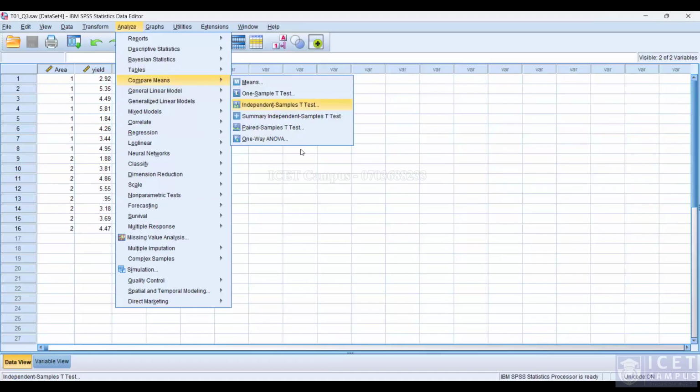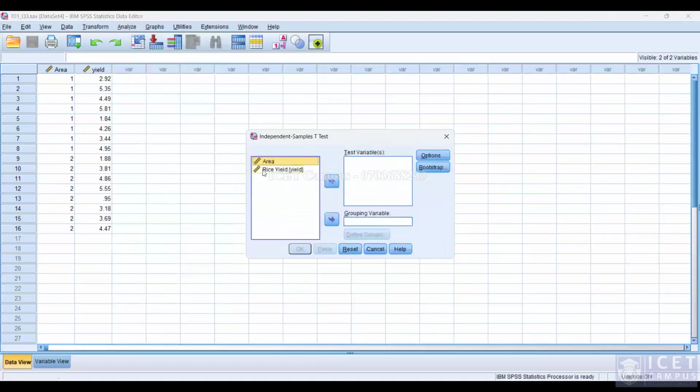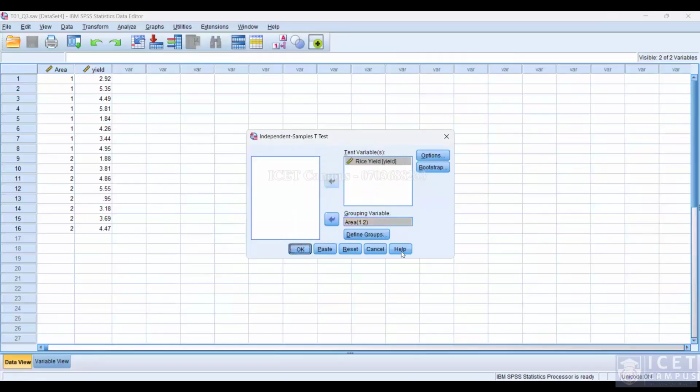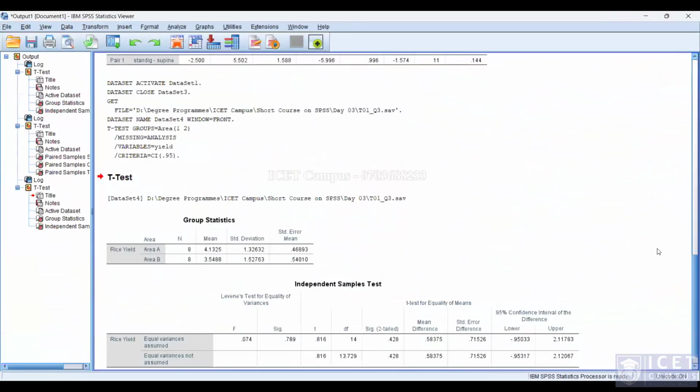Then the test variable is rice yield. The grouping variable is area. How is it defined? One and two, area one and two. Continue, then OK. It is the output actually.